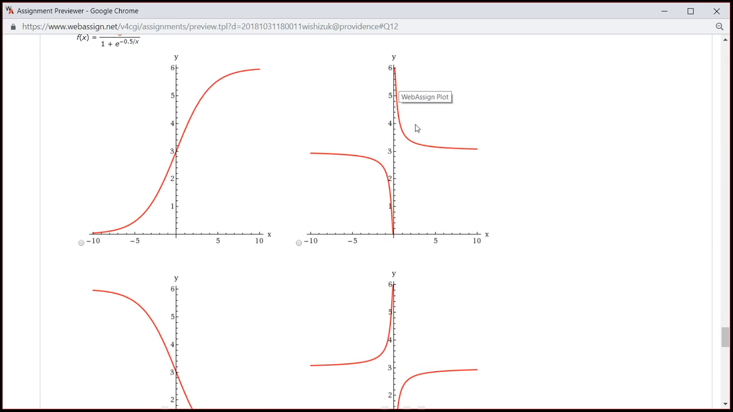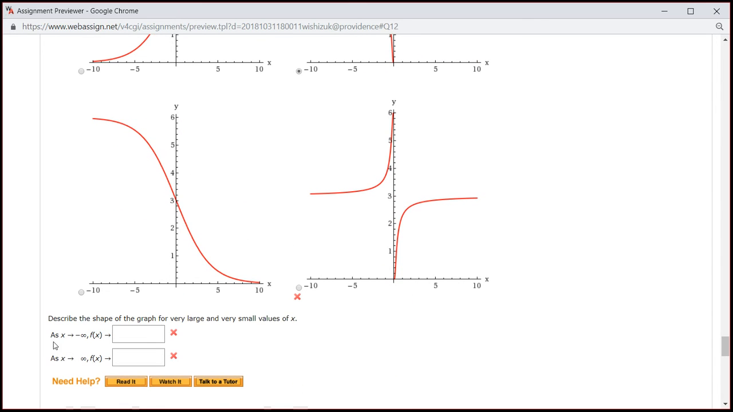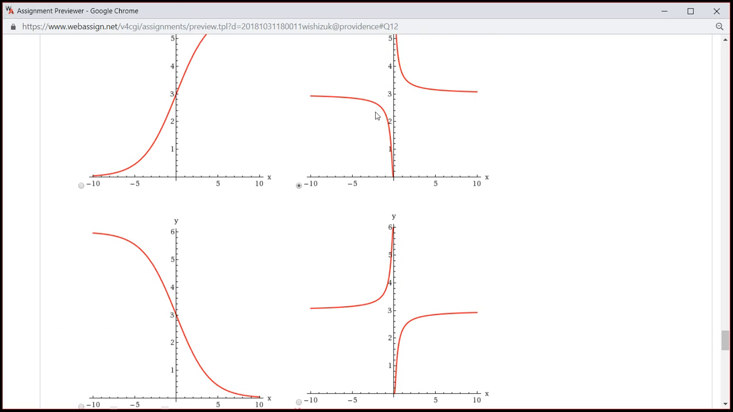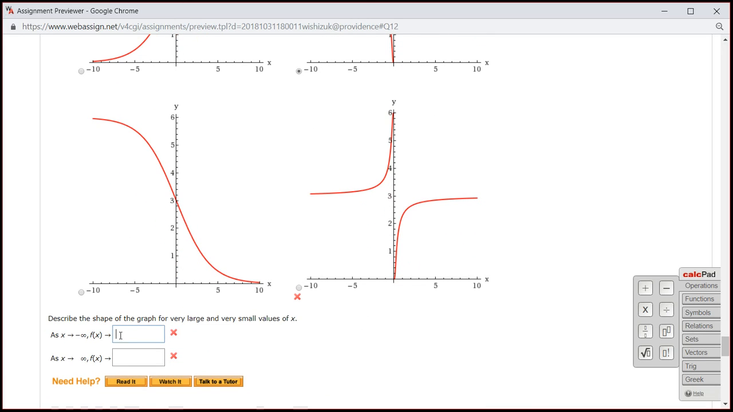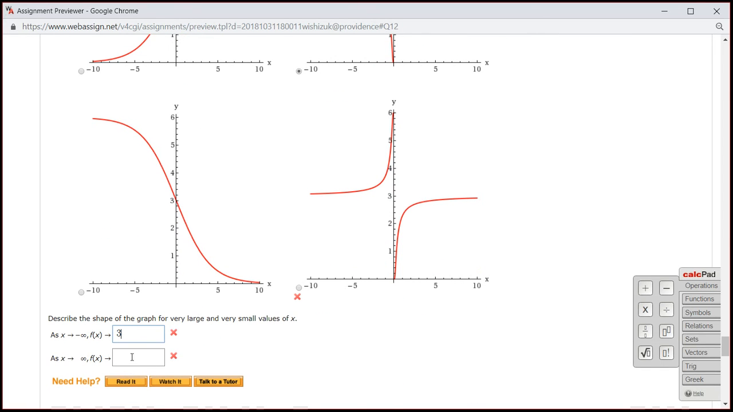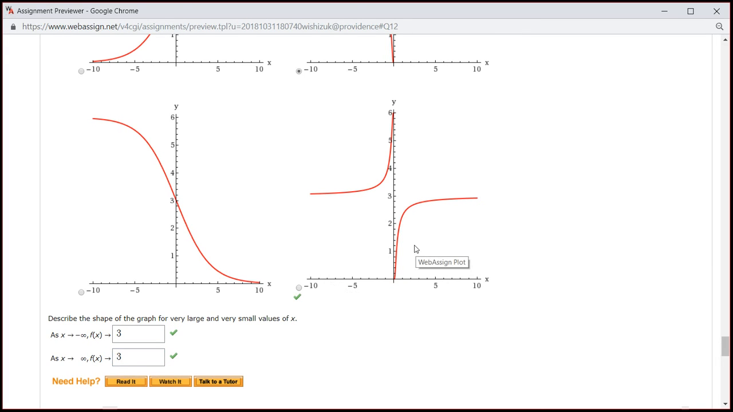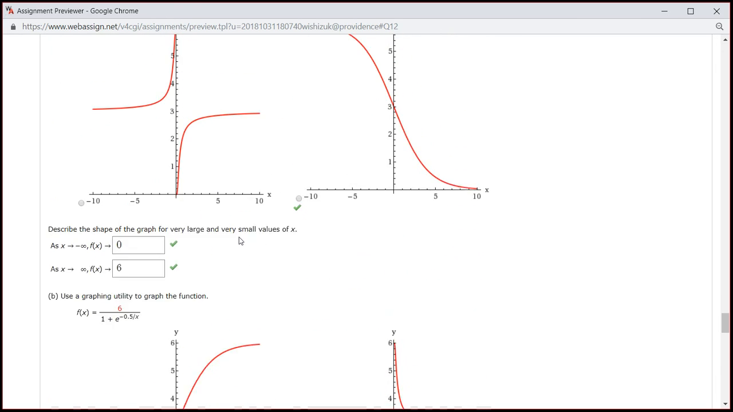You can see that in this picture, if you approach from this side, it's going to approach 6, but this one doesn't. So this is the correct picture. As x approaches negative infinity, we know that it's going to approach 3. And as x approaches positive infinity, it still approaches 3. So both of them are 3. Let's check the answer. It came back and looks like we got the correct picture and we have these limits correctly as well. That's it. I hope that this was clear.